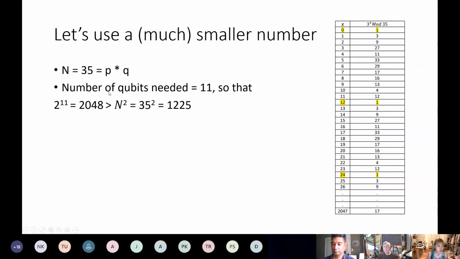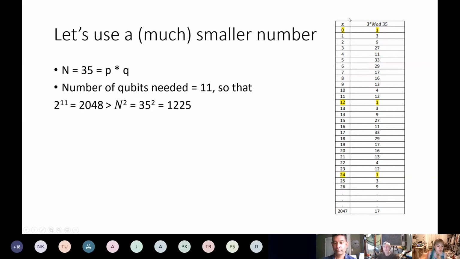Let's take n equals 35. It's a number where we know what P and Q would be, but just imagine that this n is unknown. And you can calculate how many qubits will be needed. That's 2 to the 11, which is 2048, and that is larger than this number. So you will need that to encode.